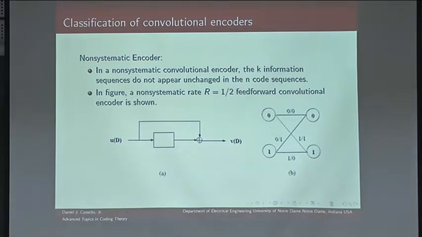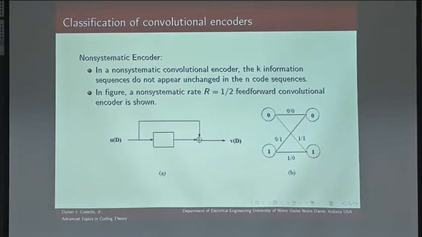So a non-systematic convolutional encoder, the k information sequences are not unchanged at the output. Here is an example. This, I guess, should have said rate 1, right? Because there's one input and one output. This is the same example we had earlier. The generator polynomial is just 1 plus d. There's a single generator polynomial. And this is the state diagram or trellis diagram for this encoder.